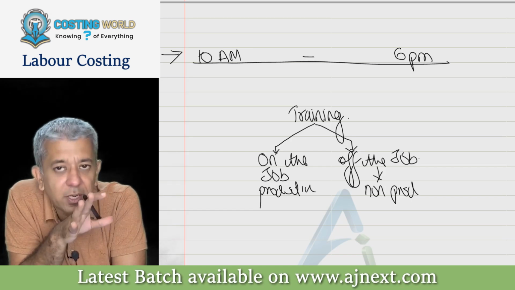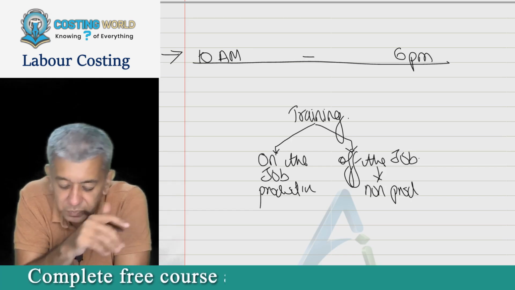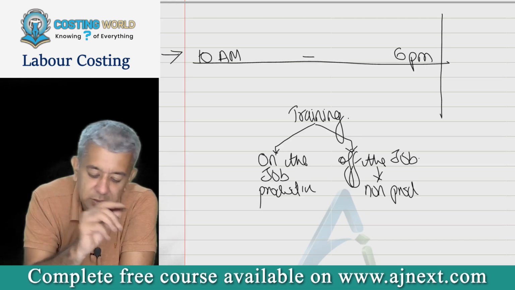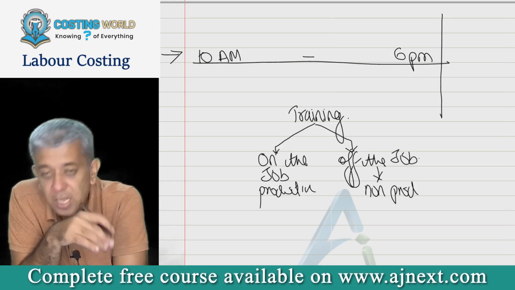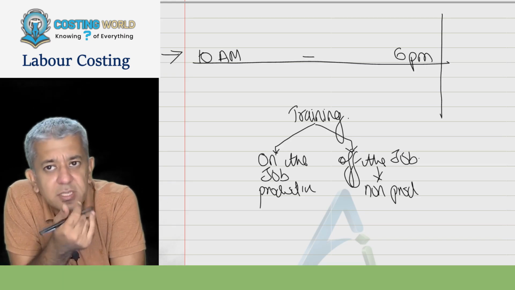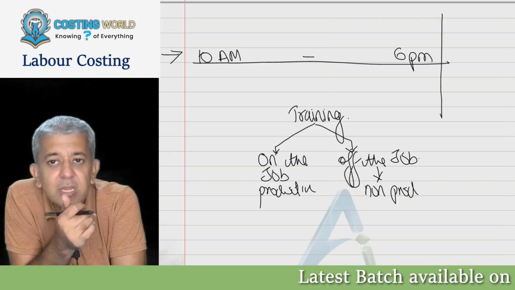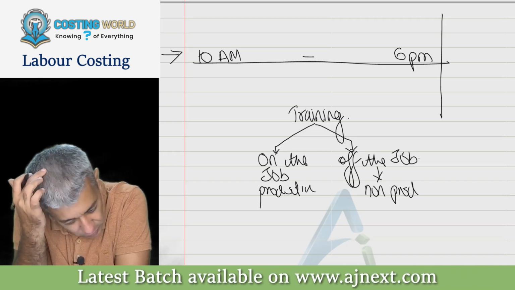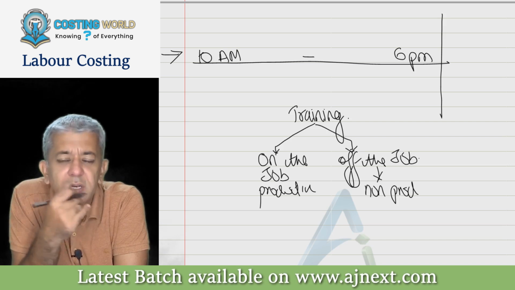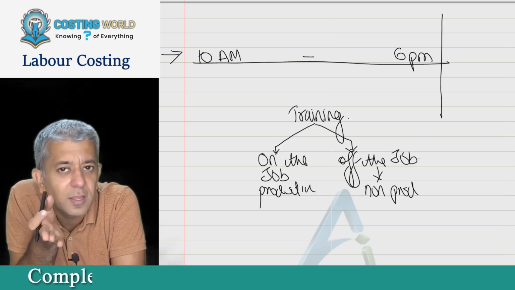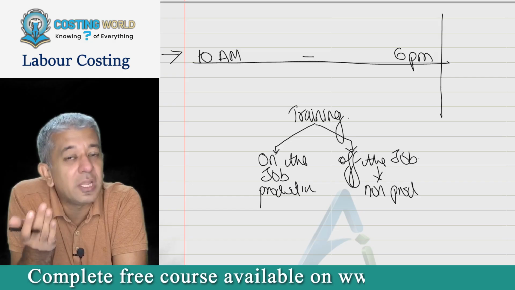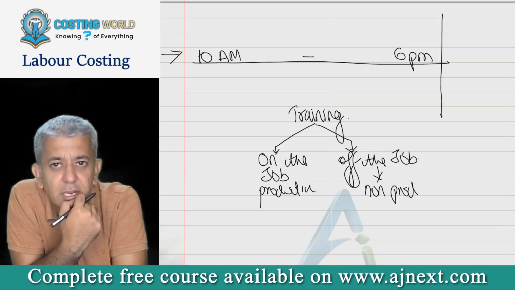Now, when labor turnover happened, listen very carefully. In this particular case, these workers left, new workers came. When new workers came, I told them, you all don't know anything about this industry. I'll have to train you. Workers said, okay sir, train us.